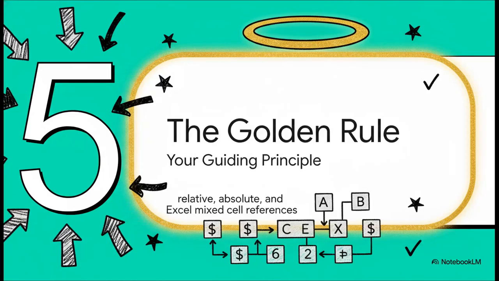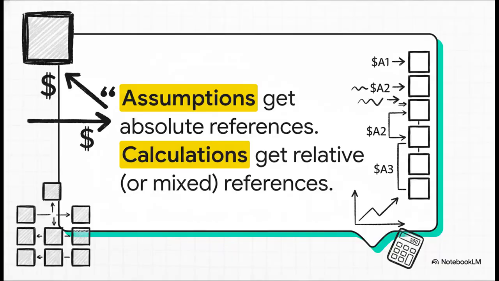Well, it really all comes down to one simple, incredibly powerful guiding principle. If you remember one thing from this whole explainer, make it this. Here it is, the golden rule. Assumptions get absolute references. Any key driver in your model, a tax rate, an interest rate, a growth rate, it needs to live in its own cell and be locked down tight with those dollar signs. The calculations, on the other hand, they get relative or mixed references so they can flow and adjust as you copy them.